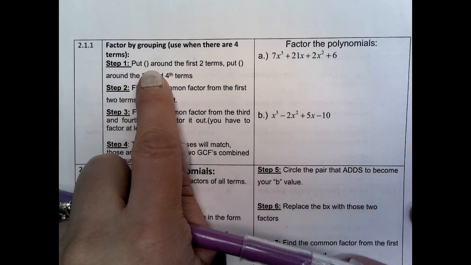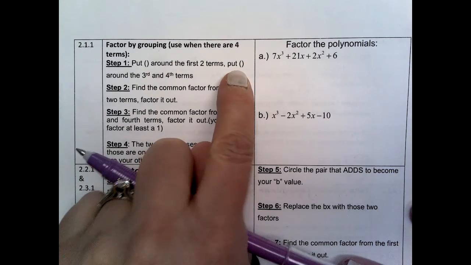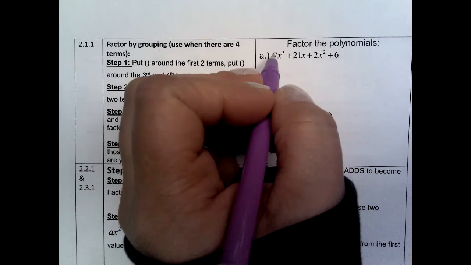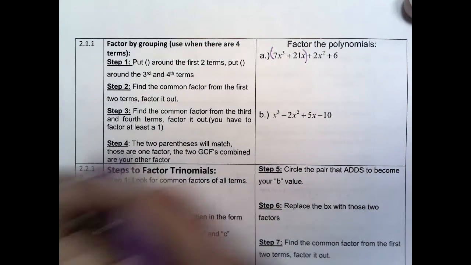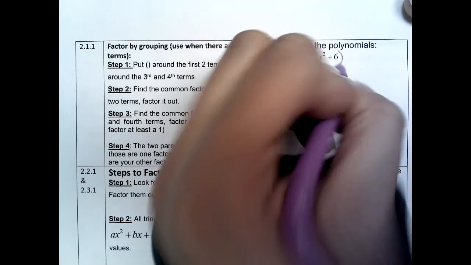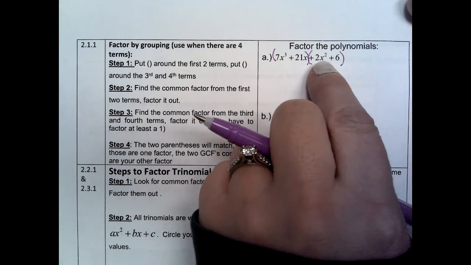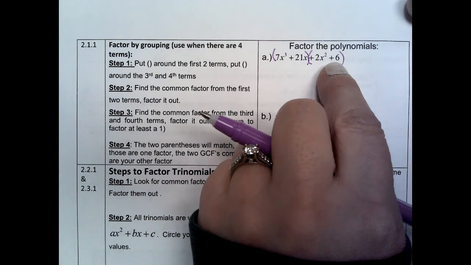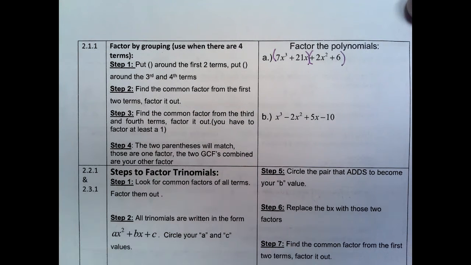So we're going to put a parenthesis around the first 2 terms, and we're going to put a parenthesis around the third and fourth term. So we're going to work this while we walk through it. We put a parenthesis around the third and fourth terms, making sure we keep that sign in with those third and fourth terms. Okay. The next one, it says find the common factor from the first 2 terms and factor it out.